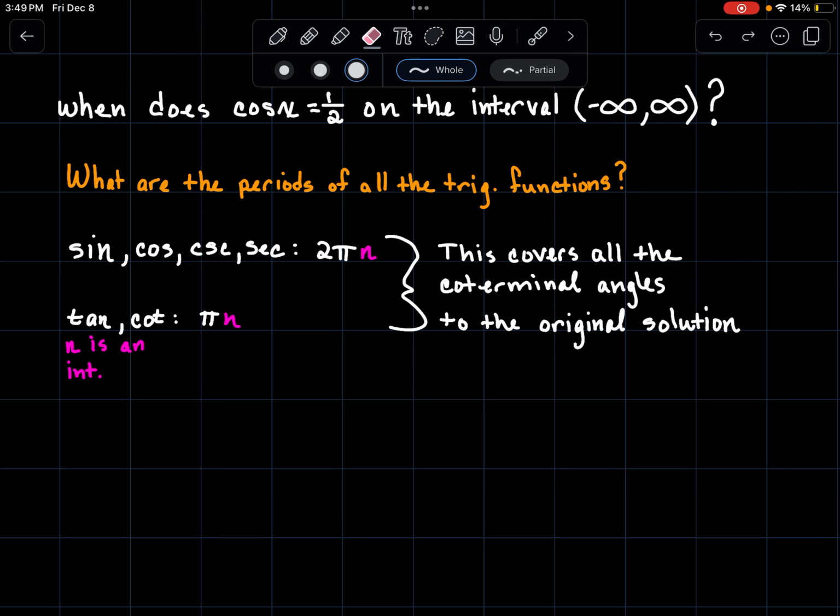So if we want to go back to our equation, cosine of x equal to 1/2 over the interval -infinity to +infinity, what we have to say then is, what was our original solution? It was pi over 3. Cosine has a period of 2 pi, so we have to add 2 pi with that multiple of n. So all of the solutions for this trig function are pi over 3 plus 2 pi n, and then our other original solution was 5 pi over 3 plus the period of 2 pi n. And that's how we do the trig equations over an infinite interval.